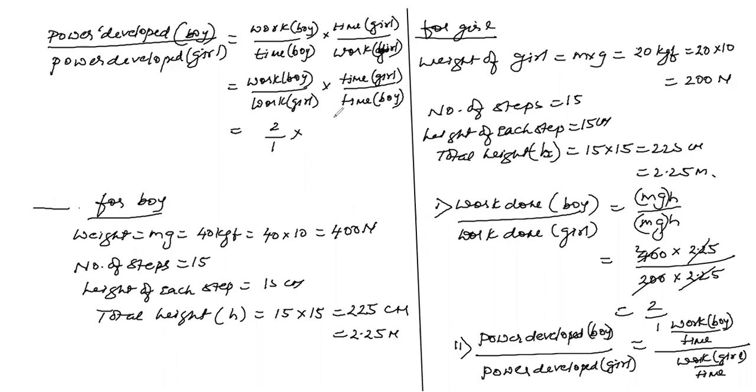How much is it? Time taken by the girl was just 5 seconds, whereas the boy had taken 10 seconds. 5 ones are 5, twos are, 2 gets cancelled. So 1 upon 1. So ratio of the power developed is 1:1. I hope people understood this sum. We go to the next sum.